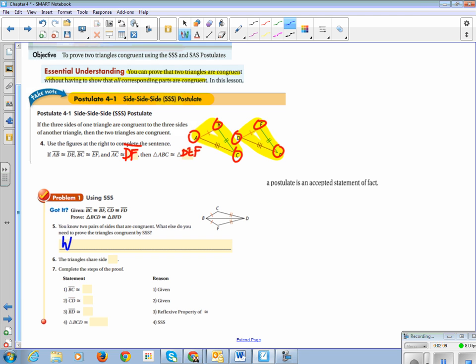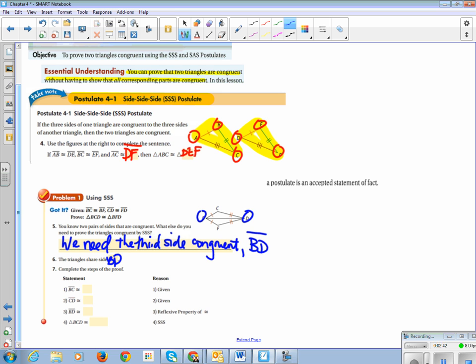We need the third side congruent. And that happens to be BD. The triangles share side BD, all snuggled up against each other. Right here, BD. Complete the steps of the proof.